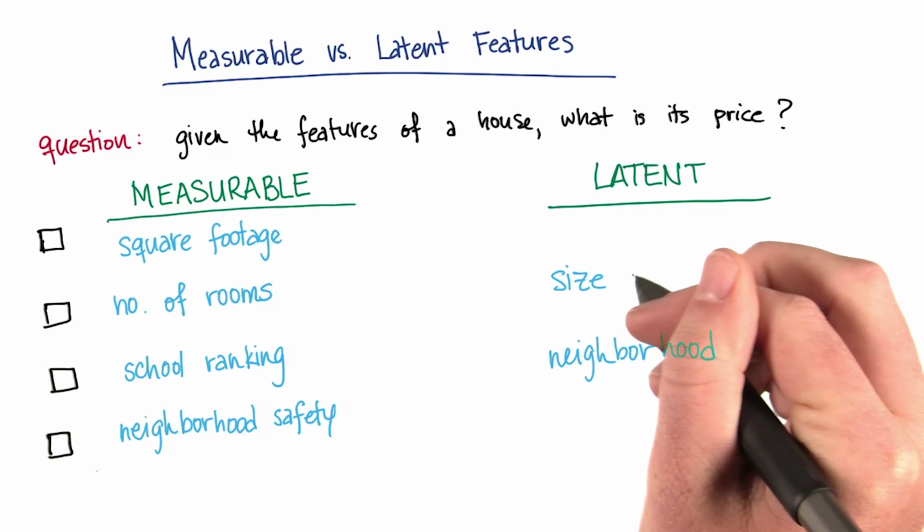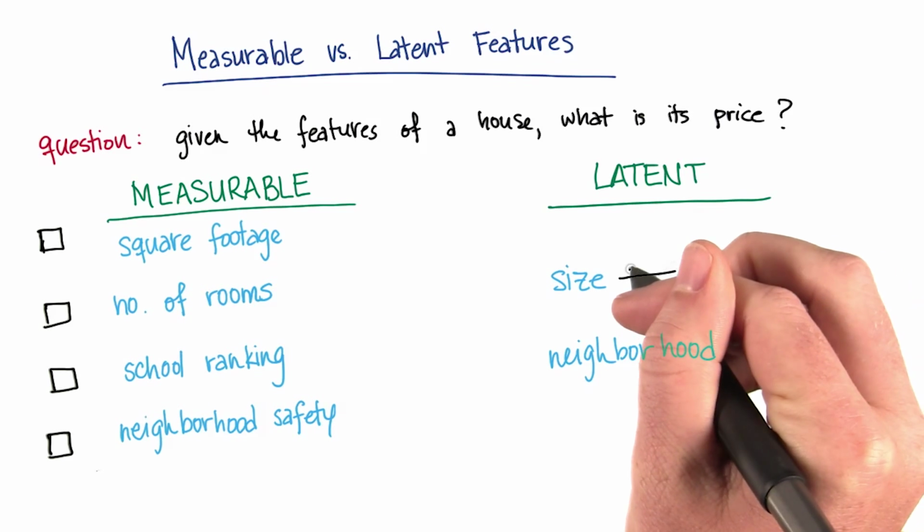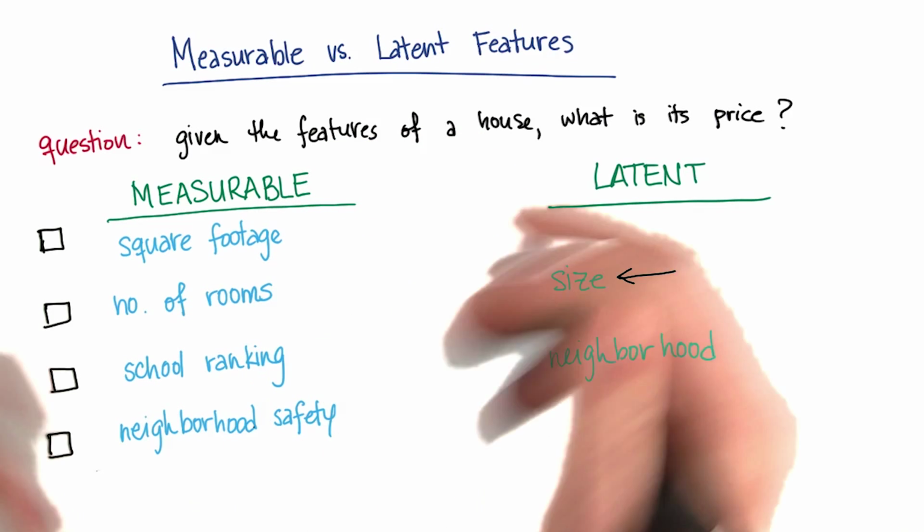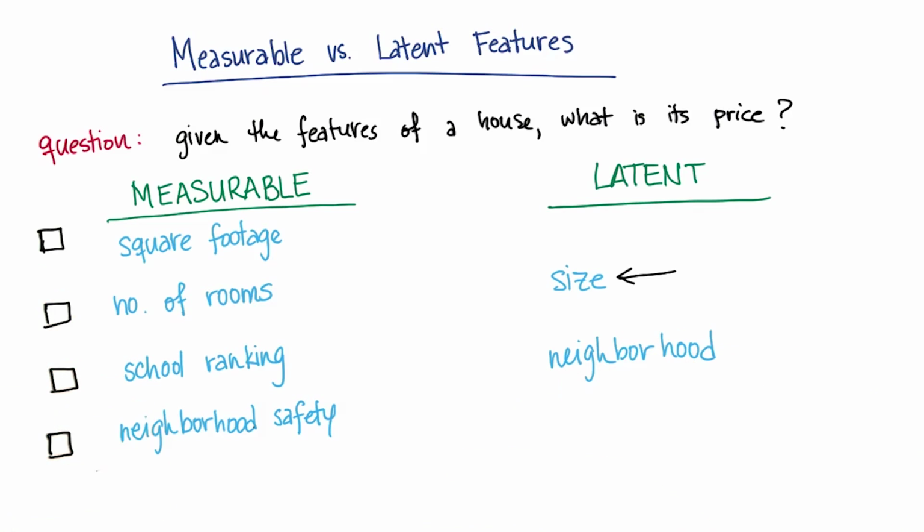Suppose that the latent variable that I'm trying to probe is the size of the home that I'm interested in. Place a check next to any of these features that you think are basically measurements that are probing the size of the home.